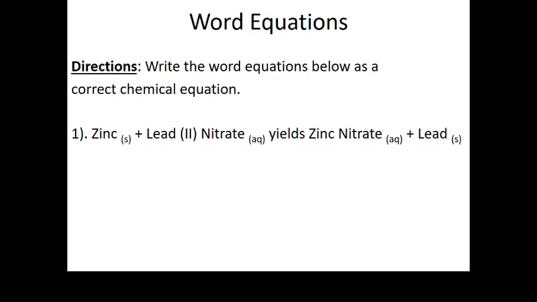So when we're looking at paper, we look at chemical reactions in a couple different ways. What I want you to do is try to write the chemical equation for the word equation below. So we're looking at zinc, lead(II) nitrate, yields or produces zinc nitrate and lead.